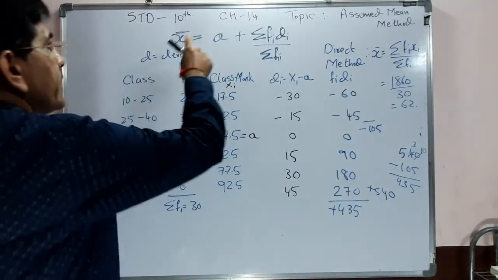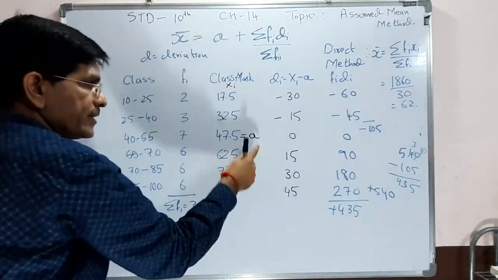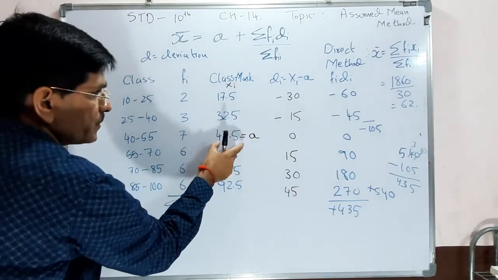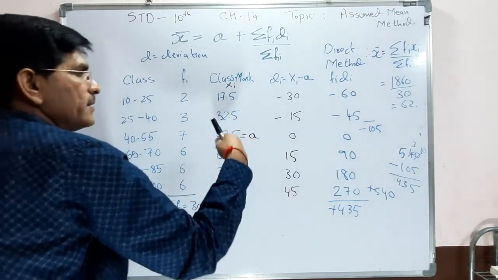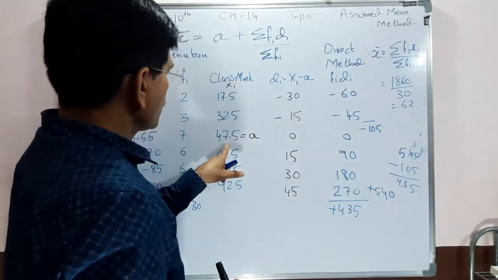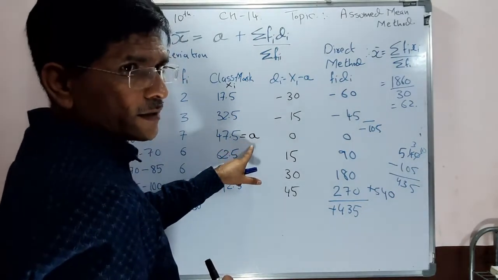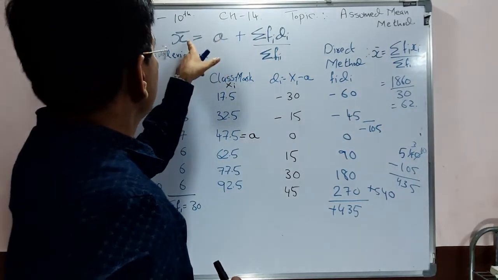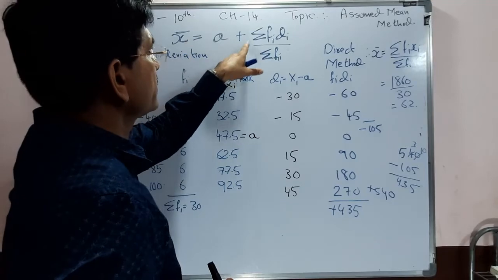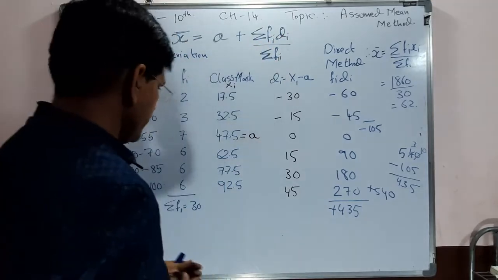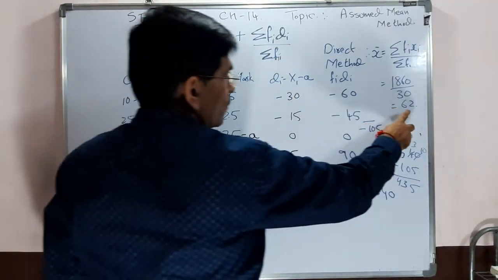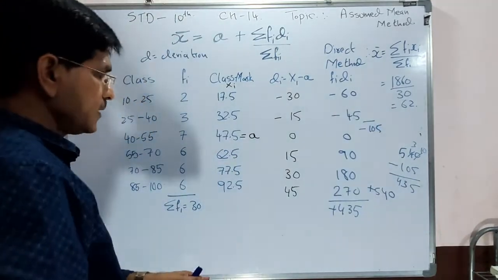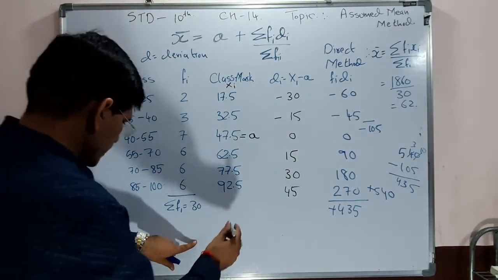Now the formula: x bar is equal to a, that is our assumed mean, and the answer must be near it, plus or minus. So 47.5 is equal to a. So the formula is x bar is equal to a plus sigma fi di upon sigma fi. Now what answer do we get? Let me try whether we can get the correct answer or not.